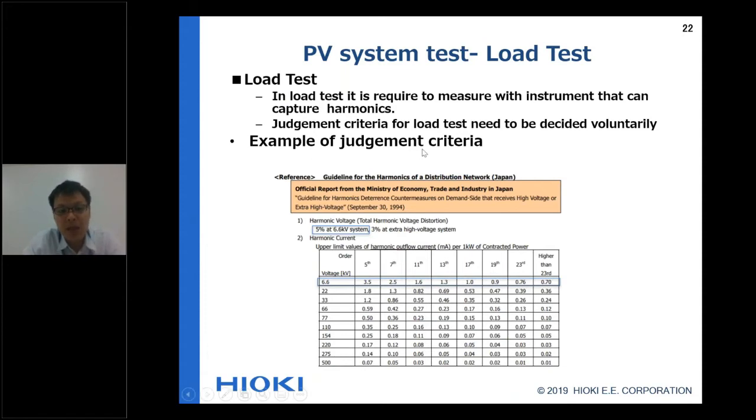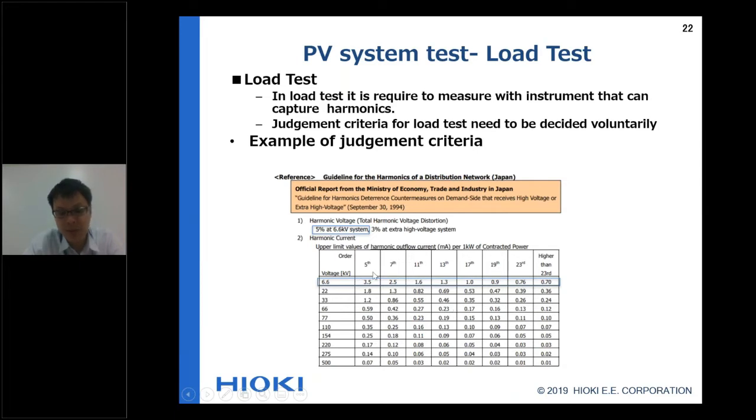Okay, and this is one example of judgment criteria. It's a guideline for the harmonics of distribution network in Japan. It's an official report from the Ministry of Economy, Trade and Industry in Japan. It's another guideline. So as you can see in the list, this is for power lines, 6.6 kV, 22 kV, 33 kV. So in that case, please check this order's harmonics.